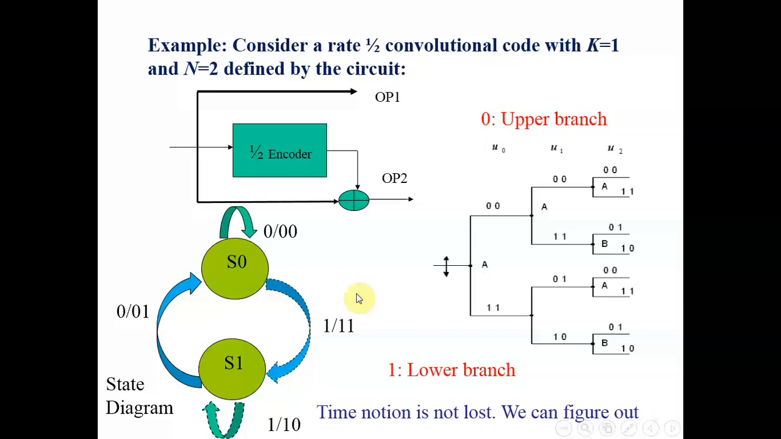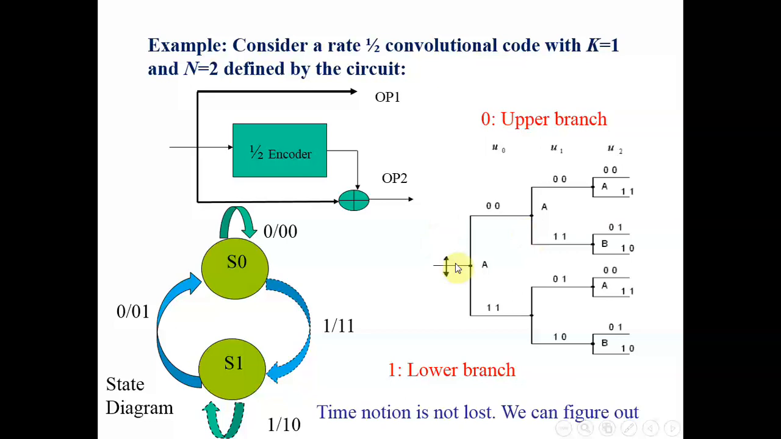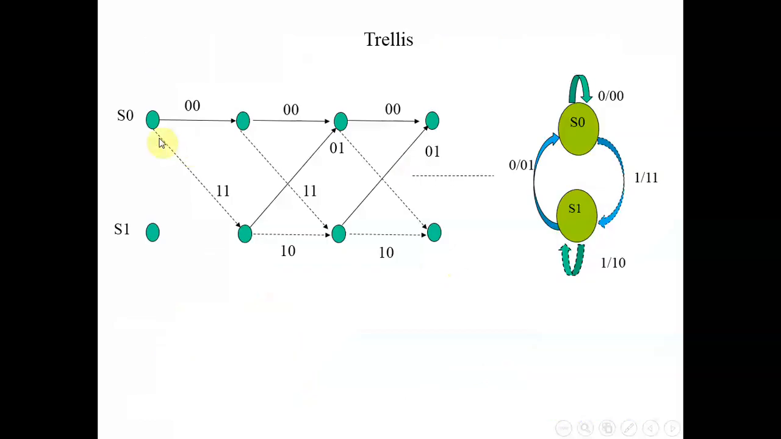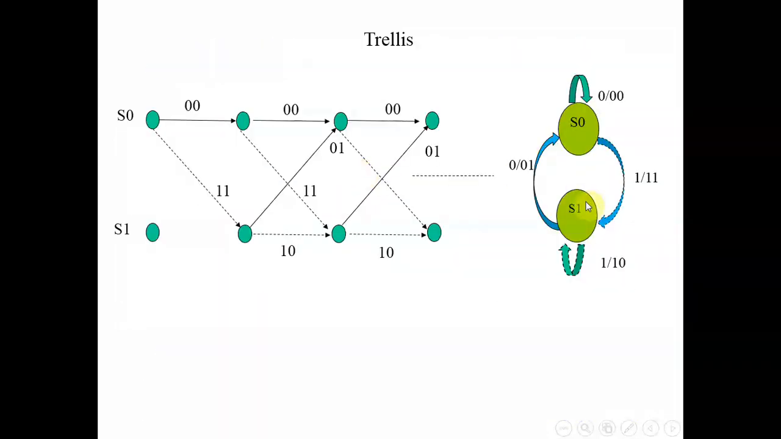So let's continue this discussion and see the third representation. This representation is called trellis. The meaning of trellis is tree-like structure, right? So it's similar to your code tree, but the expansion of trellis takes place only in the horizontal direction, not in the vertical direction. So coming back to the convolution encoder which we are discussing, the 1/2 encoder, this is the state diagram, and now this diagram converts the state diagram into trellis representation.